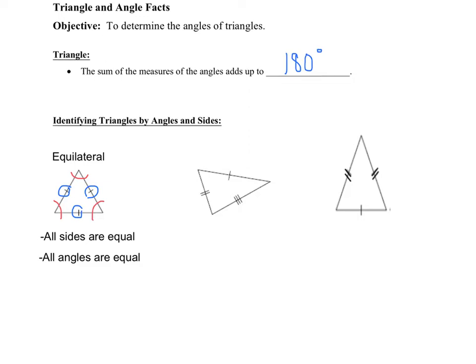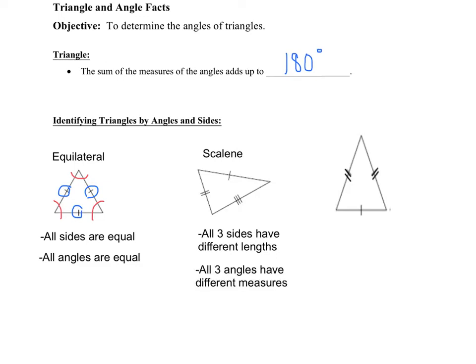Let's look at the next triangle. Here we have 1 slash mark, 2 slash marks, and 3 slash marks. That indicates none of the sides are equal. So if none of the sides are equal, this is called a scalene triangle. In a scalene triangle, all three sides have different lengths, and additionally, all three angles have different measures.